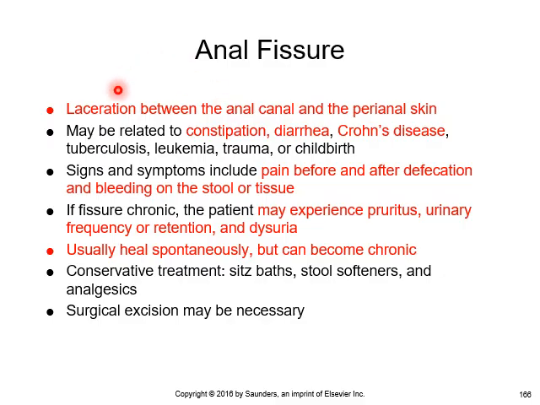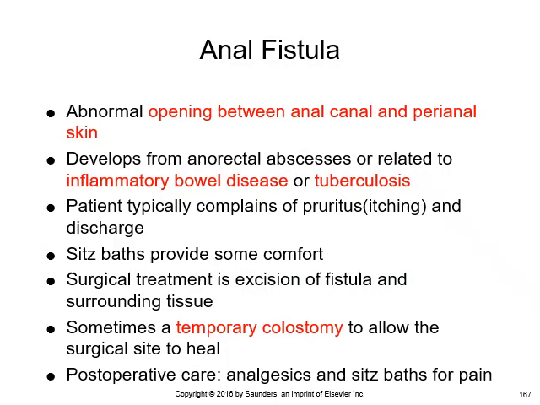Anal fissure is a laceration between the anal canal and the perianal skin. This could be from constipation, diarrhea, or Crohn's disease, the inflammation of the GI tract. Signs and symptoms include pain before and after defecation and bleeding on the stool or tissue. It usually will heal spontaneously but can become chronic. What could help? Sitz baths, stool softeners, and analgesics. Surgical excision may be necessary.